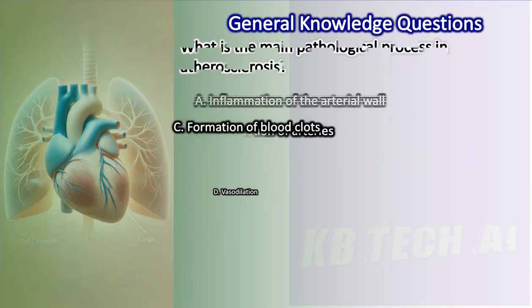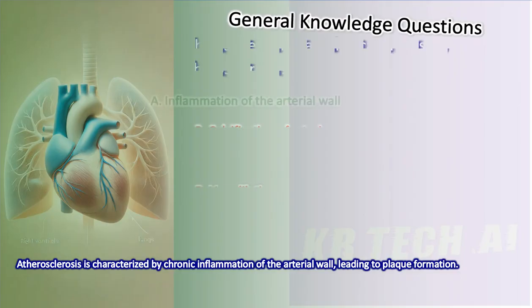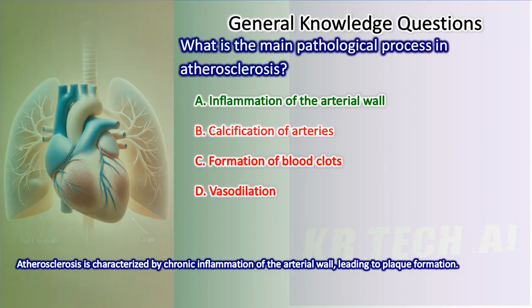What is the main pathological process in atherosclerosis? Option 1. Inflammation of the arterial wall. Option 2. Calcification of arteries. Option 3. Formation of blood clots. Option 4. Vasodilation. The answer is option 1. Inflammation of the arterial wall.